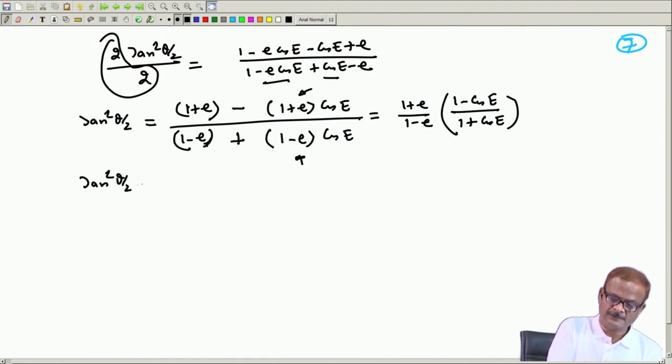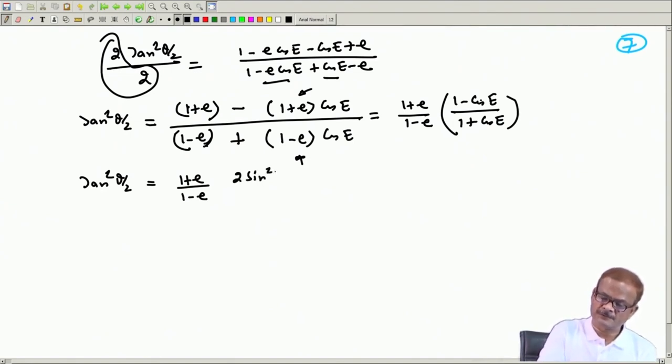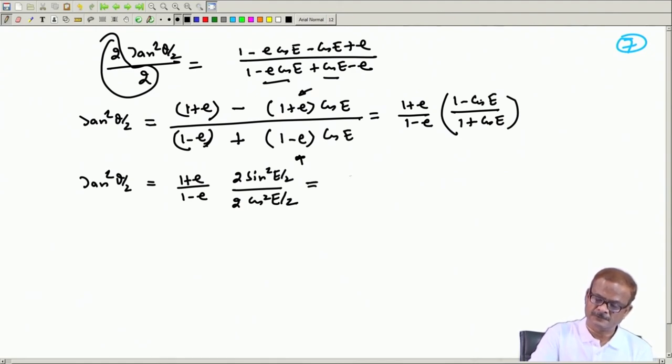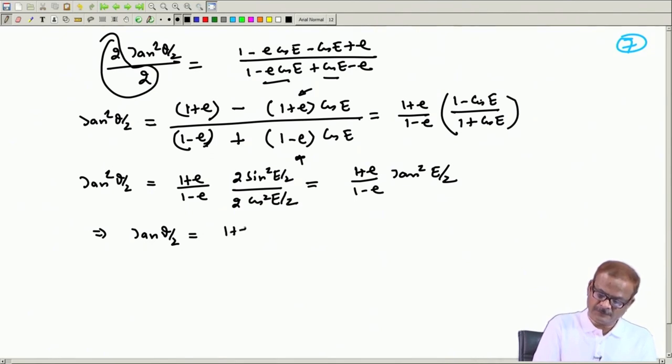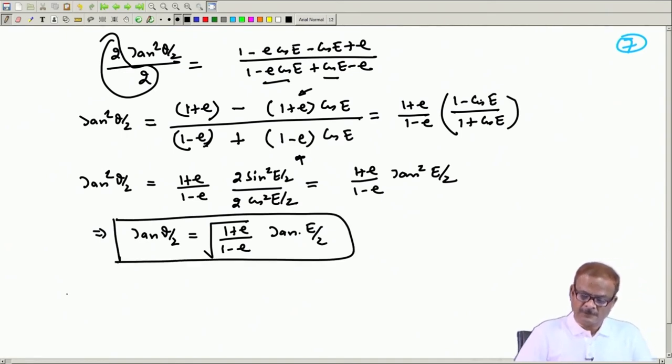So, tan square theta by 2, and this becomes 2 sin square E by 2 using this trigonometric identity, over 2 cos square E by 2. Okay, and this implies tan theta by 2 equals square root of 1 plus e by 1 minus e times tan E by 2. So, we have taken only the positive sign. So, we stop here and we will continue with the same point in the next lecture.